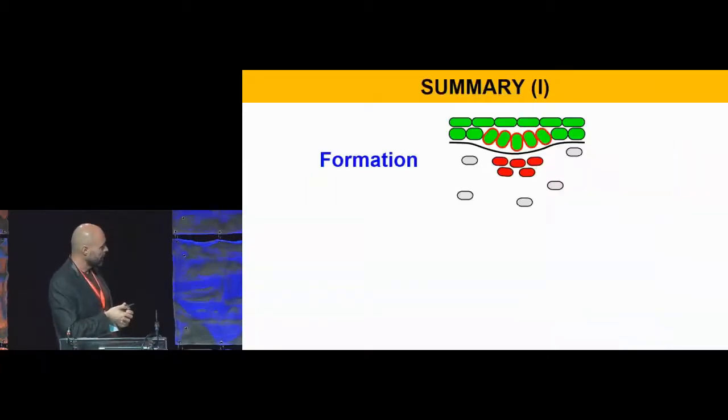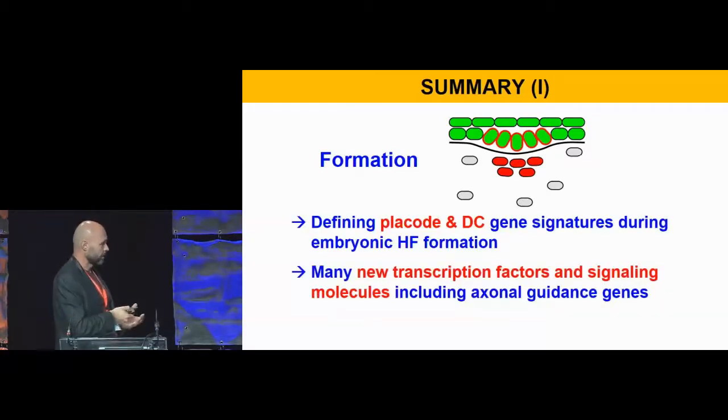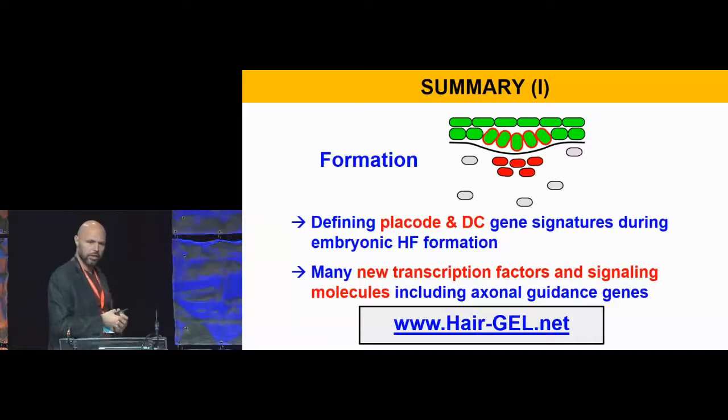So to summarize this first part, we now have very comprehensive information about the transcriptomes of the earliest cells during hair follicle formation, within the dermal condensates, in the placoids, and in all the neighboring cell types. We have many new transcription factors and signaling molecules that now need to be followed up, and anybody can do so by going to Hairgel and picking their favorite genes for further studies.